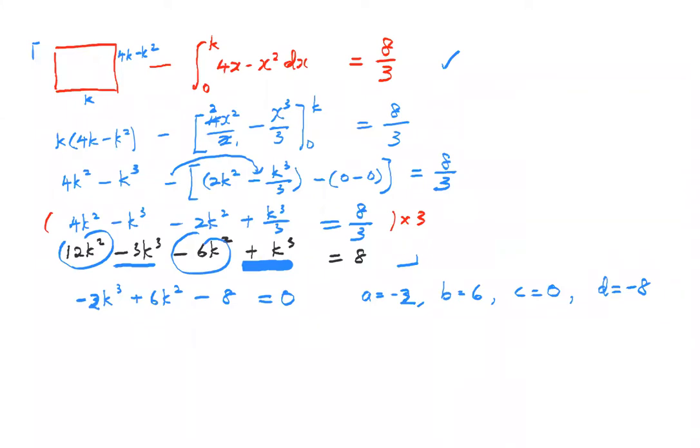So if you don't want to do it this way, you can also write the expression as the integral from 0 to K of 4 take away this, top minus bottom, also can, nothing wrong. Then dx also can. This is equal to 8/3. You'll get the same result.